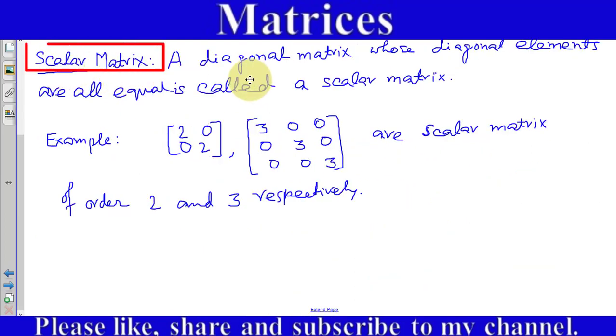Scalar matrix. A diagonal matrix whose diagonal elements are all equal is called a scalar matrix. Example: 2 0 0 2, and 3 0 0, 0 3 0, 0 0 3 are scalar matrices, because here diagonal entries in the first matrix, A11 is equal to 2 and A22 is equal to 2. Similarly, here A11 is equal to A22 is equal to A33 is equal to 3. All diagonal entries are same. So these are scalar matrices of order 2 and 3 respectively.